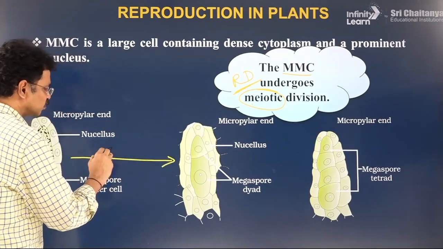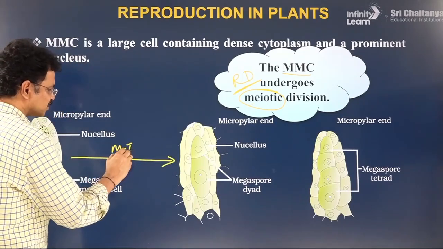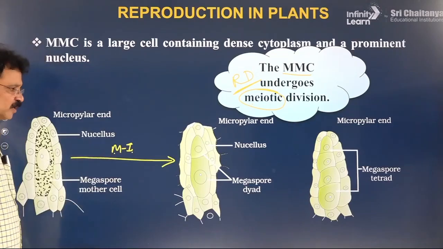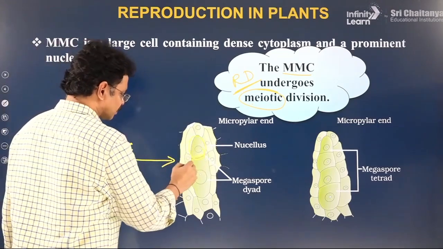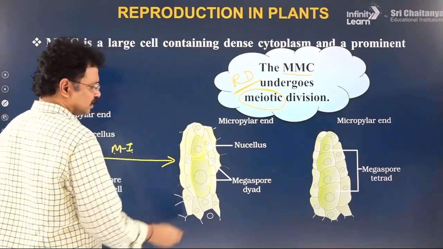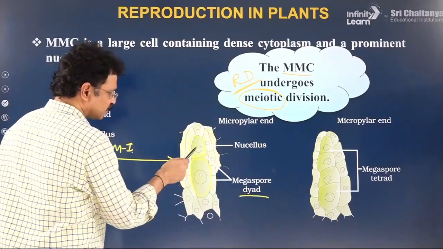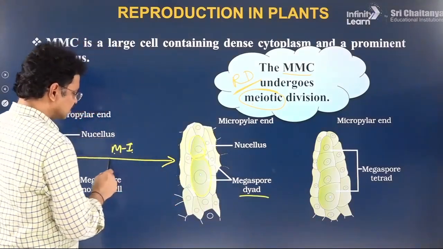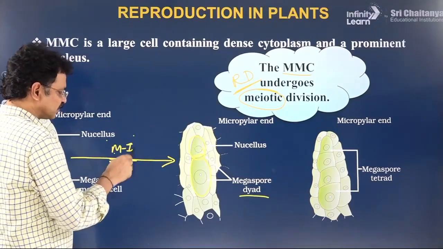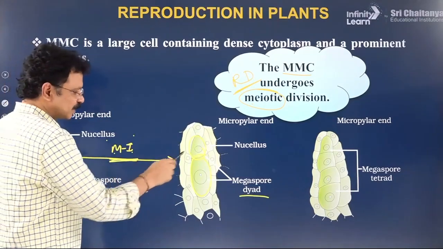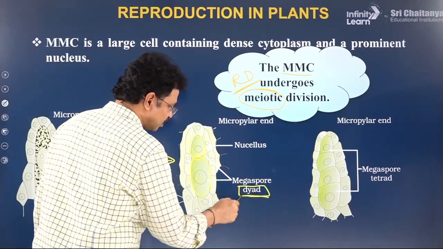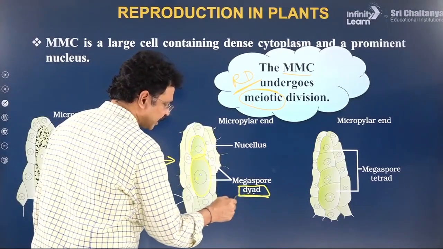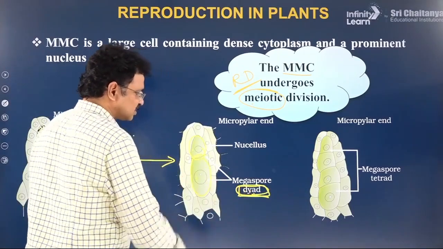Meiosis is completed in 2 stages. The first phase of meiosis is called meiosis 1, M1. As a result of meiosis 1, a megaspore consisting of 2 nuclei is formed. Then a 2-celled structure is formed. The name of the 2-celled structure is the dyad. Dyad means 2-cellular structure.